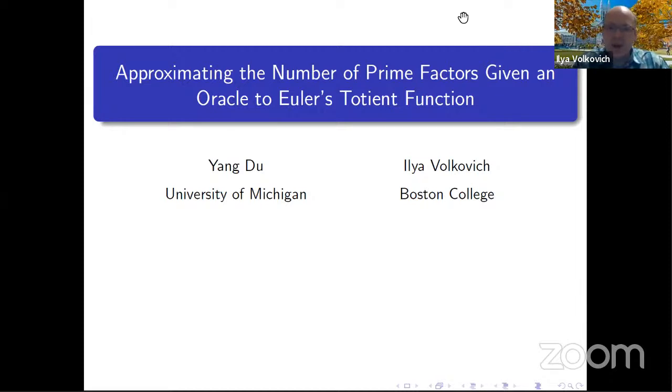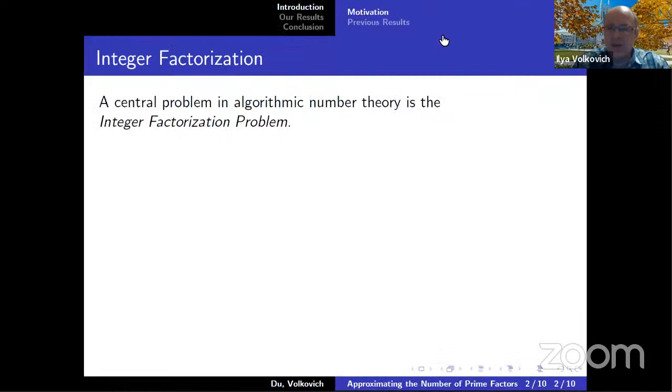So I'm going to talk about approximating the number of prime factors given an oracle to an Euler function. That's a joint work with Yang Do. So basically, at a very high level, we're talking about integer factorization here.